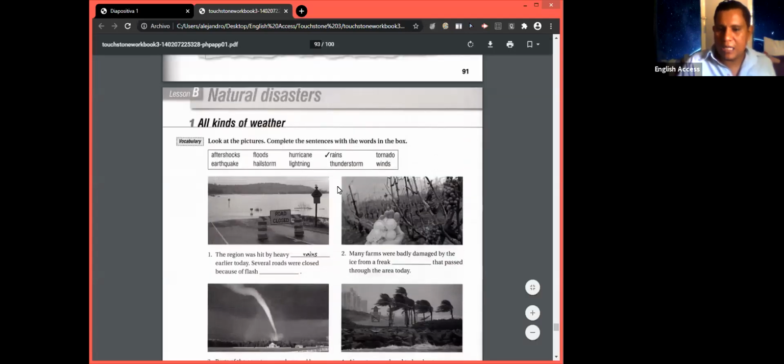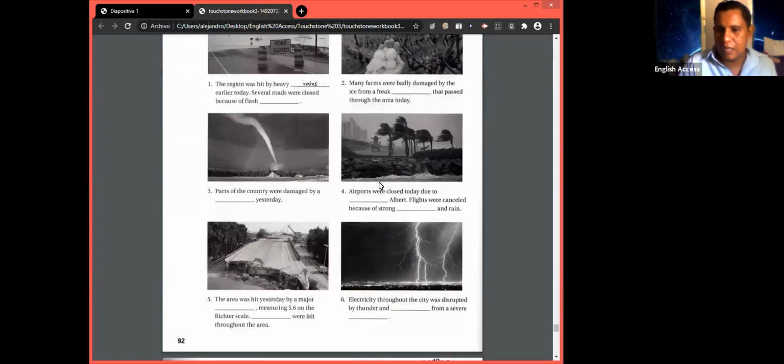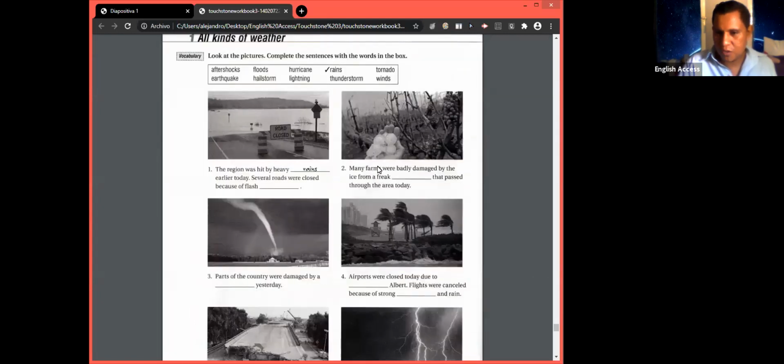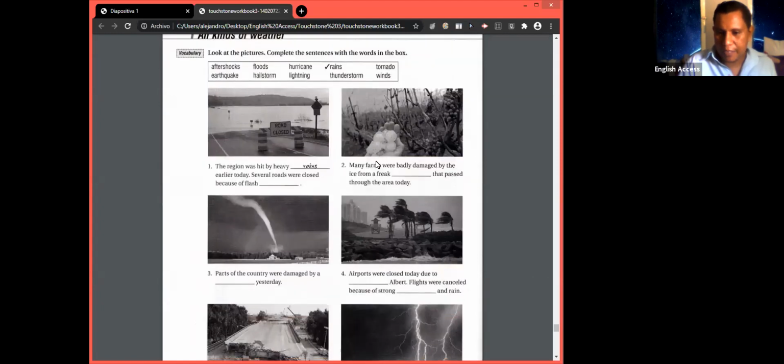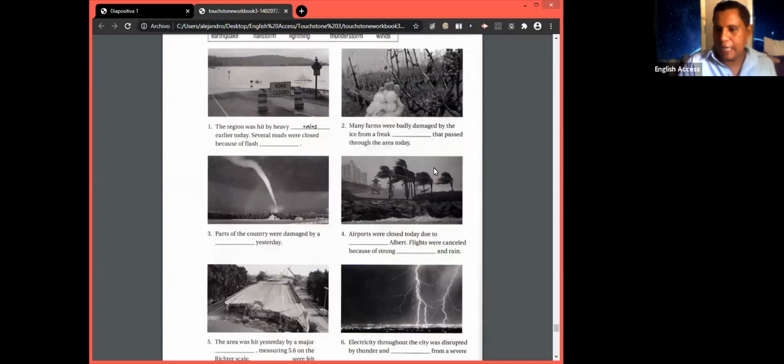It says all kinds of weather, right? Look at the picture and complete the sentences from the words in the box, okay? So come on, we have how many? Six, all right? So Marquito, please can you read 3, and Andrea, can you read 3? Marquito, 1 to 3, and Andrea 4 to 6. Come on.